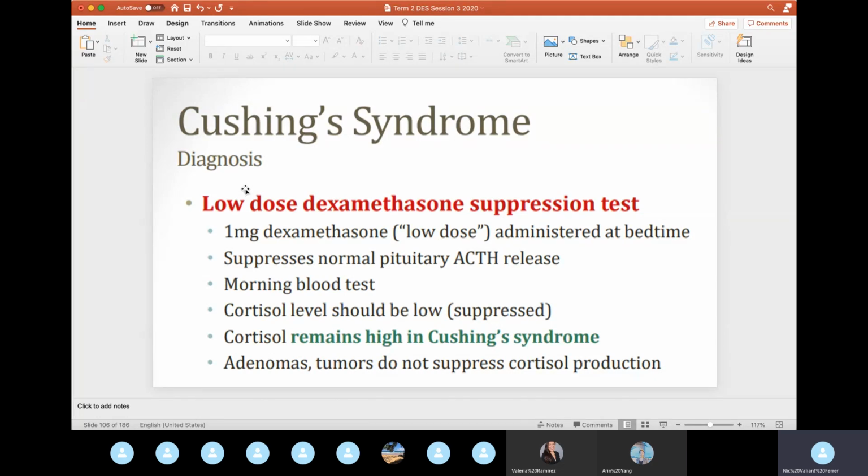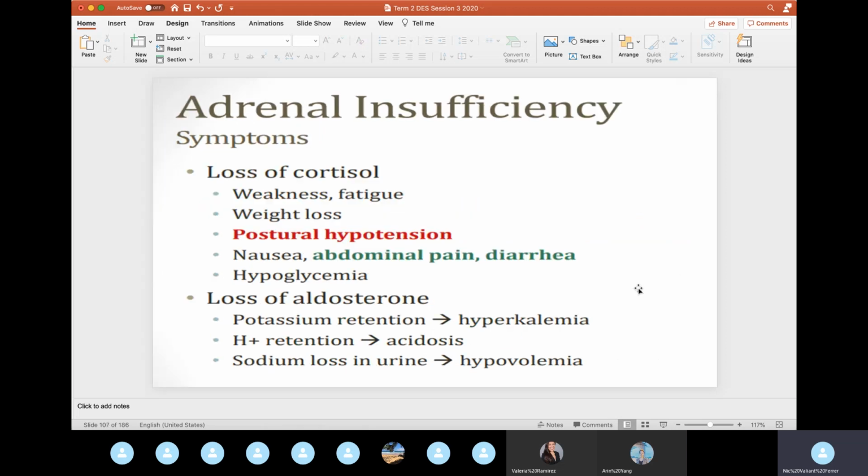Let's summarize. Low dose dexamethasone test: you give it at bedtime to the patient. You expect a cortisol level to be low in the morning. You check the blood in the morning. And if the cortisol remains high, what's the diagnosis? Cushing's syndrome.